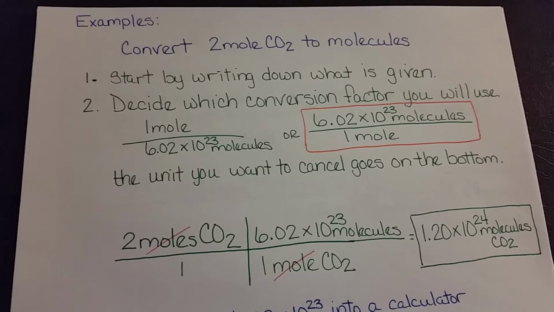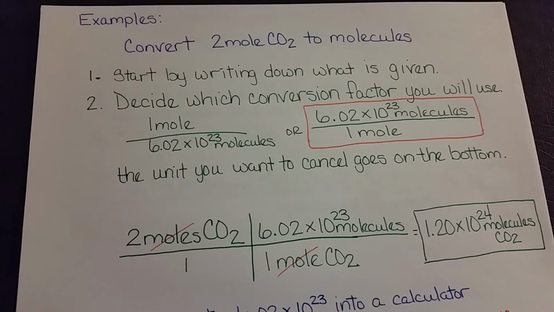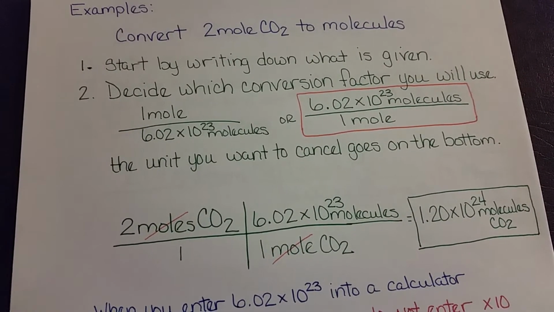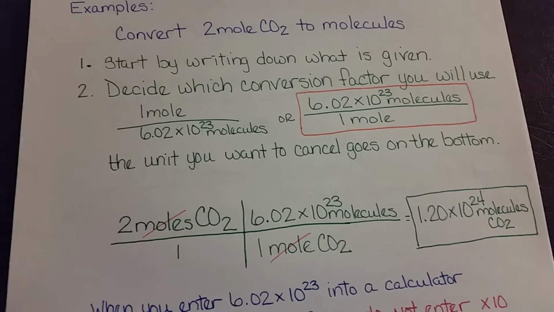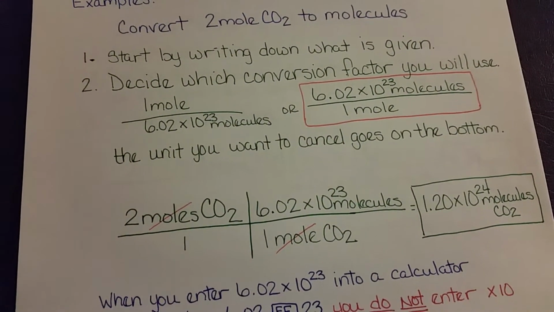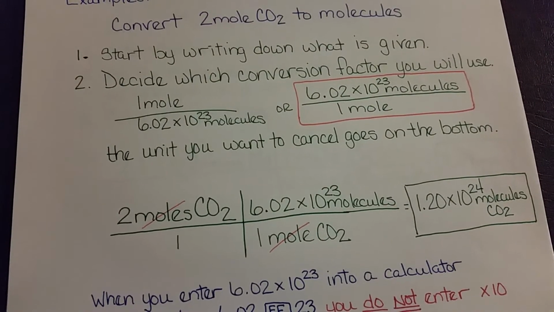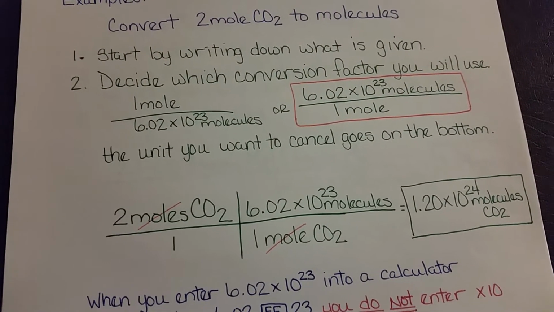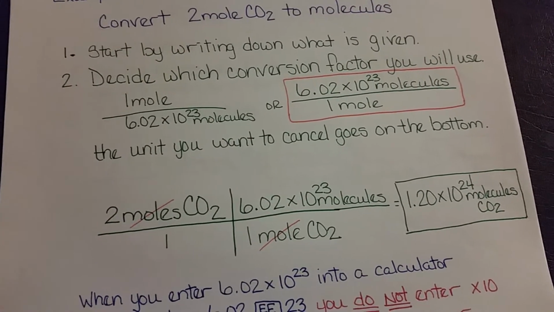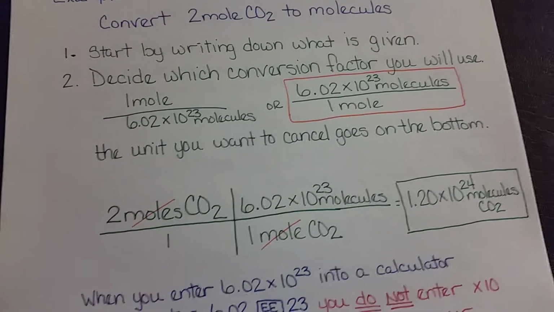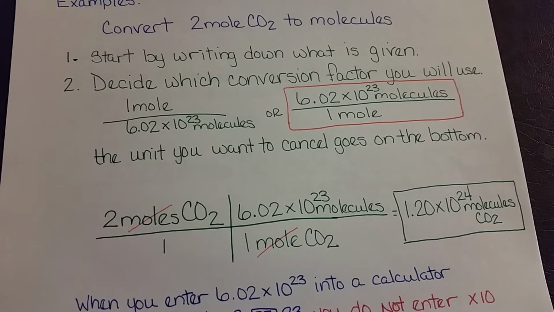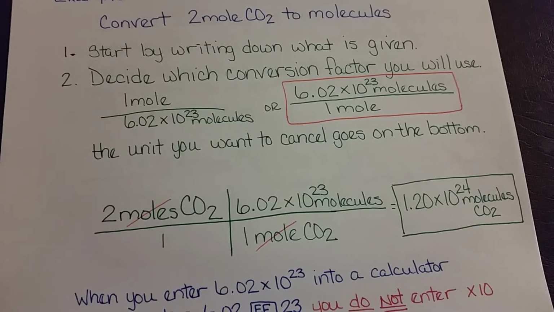The way this is done, we're going to do an example. You're going to convert 2 moles of carbon dioxide, CO2, to molecules. You start by writing down what is given. You always start there. Then you decide which conversion factor you will use. The conversion factor you're going to use is the one that puts the unit that you're given on the bottom. So you have those 2 conversion factors, 1 mole over 6.02 times 10 to the 23rd, or 6.02 times 10 to the 23rd over 1 mole. In this case, you're given 2 moles of CO2. The unit that you want to cancel goes on the bottom.